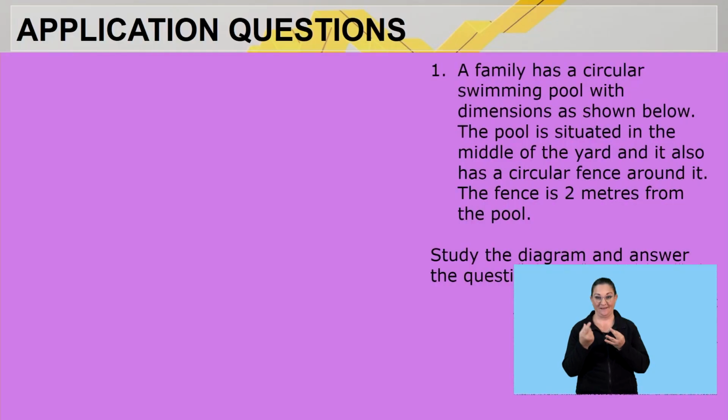Let us look at our next question. So we are saying here that a family has a circular swimming pool with dimensions as shown below, right? The pool is situated in the middle of the yard and it also has a circular fence around it. The fence is 2 meters from the pool. Study the diagram and answer the questions that follow.